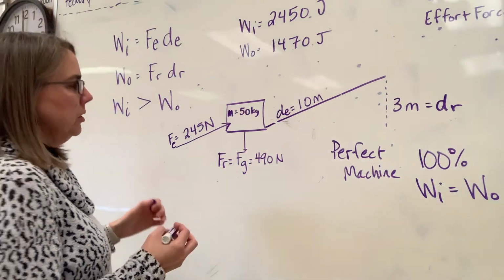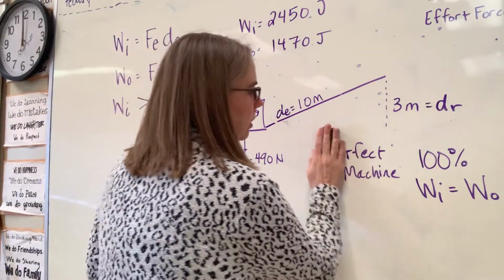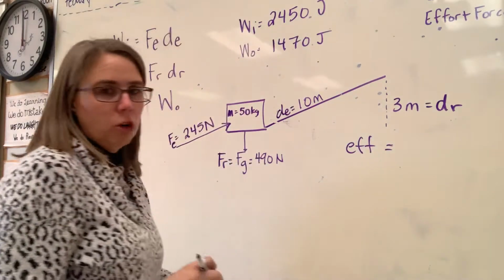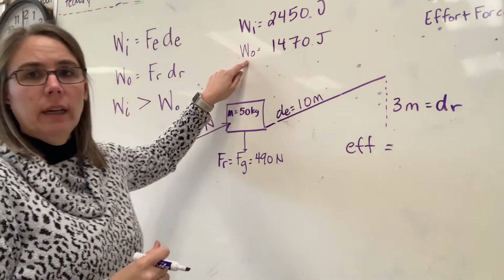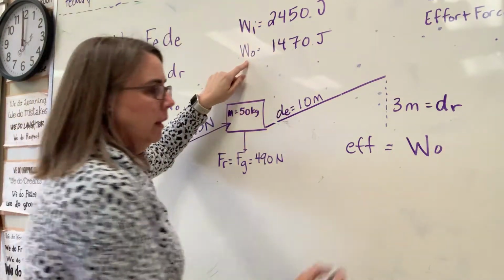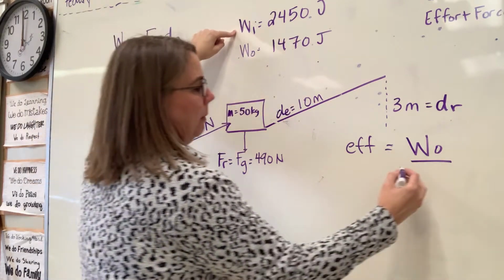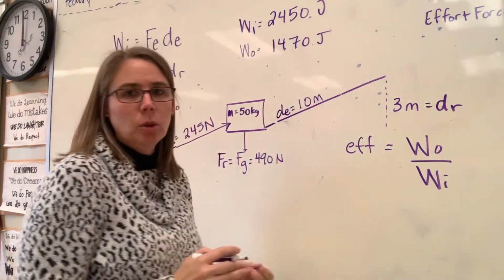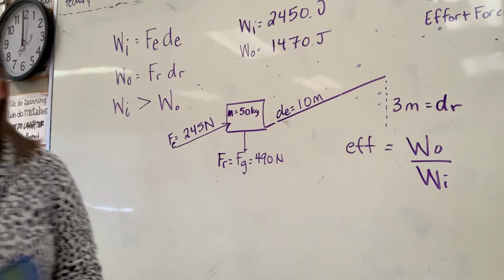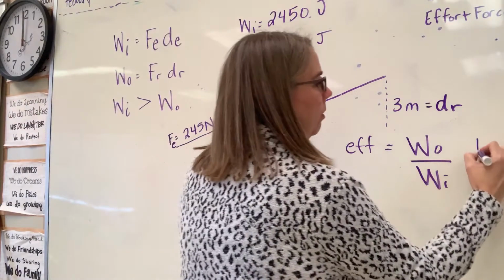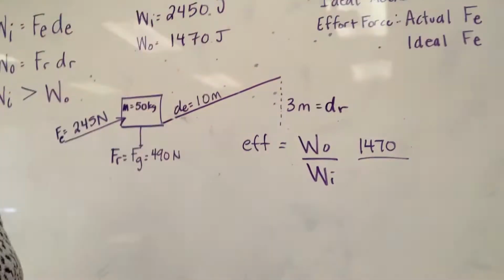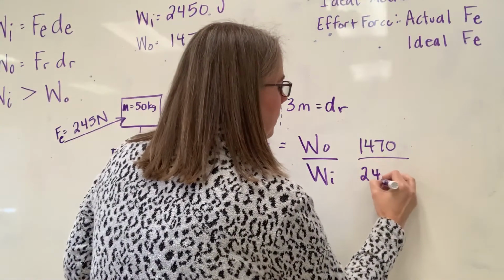And it's actually very simple. To calculate efficiency, I'm going to erase this. To calculate efficiency, it's a percentage. All you have to do to calculate efficiency is to take the output work, the work that the machine puts out, divide it by the input work, the amount of work that you put in, and change it to a percentage. That's all there is to it. It's very simple. So efficiency for this machine, the machine put out 1,470 joules of work. I put in 2,450 joules of work.